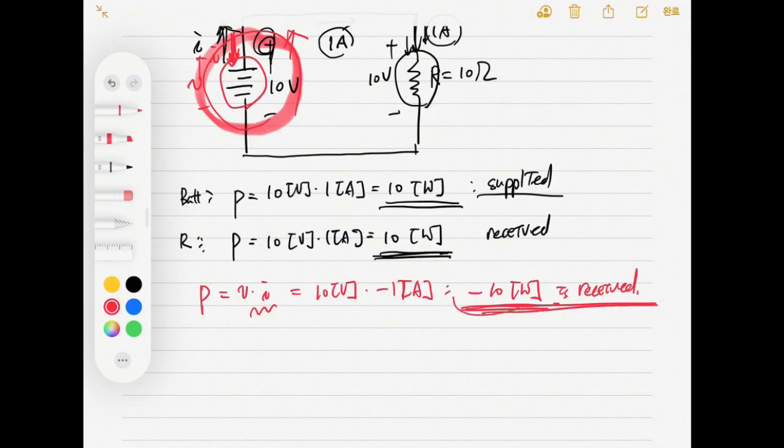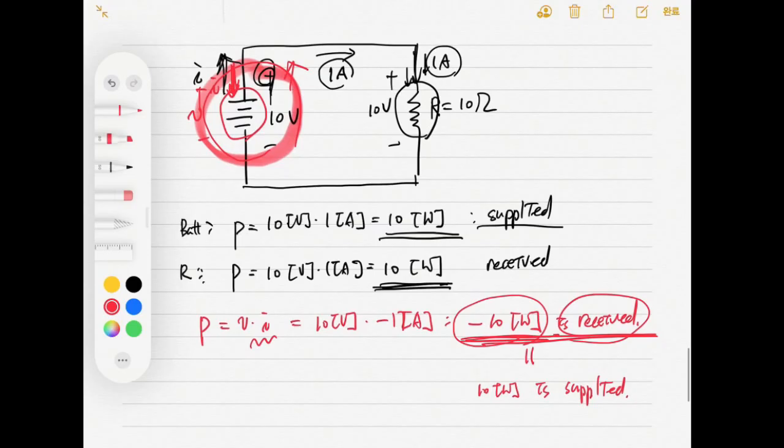What's the meaning of this sentence? Minus 10 watts received is the same, same meaning, as 10 watts supplied. So you don't confuse the direction of the current.